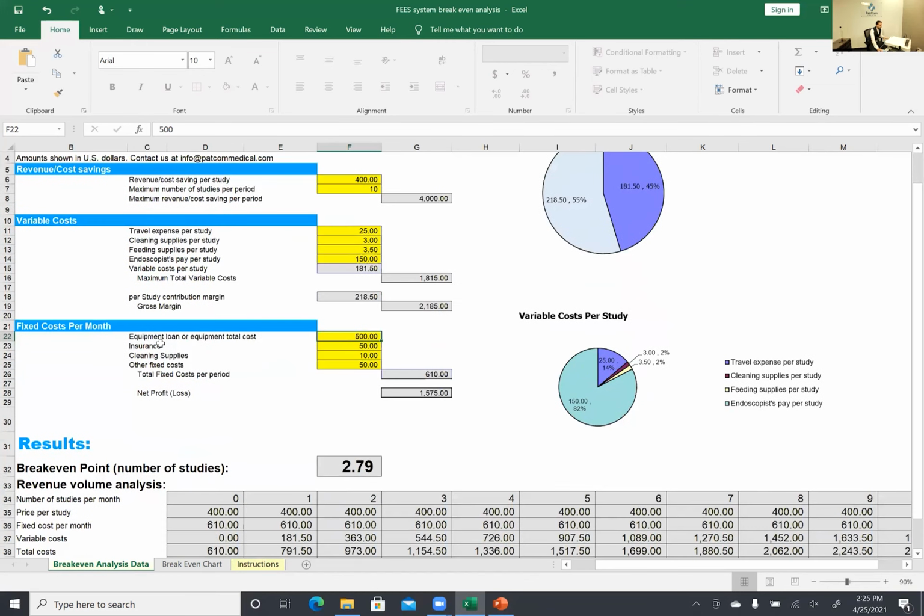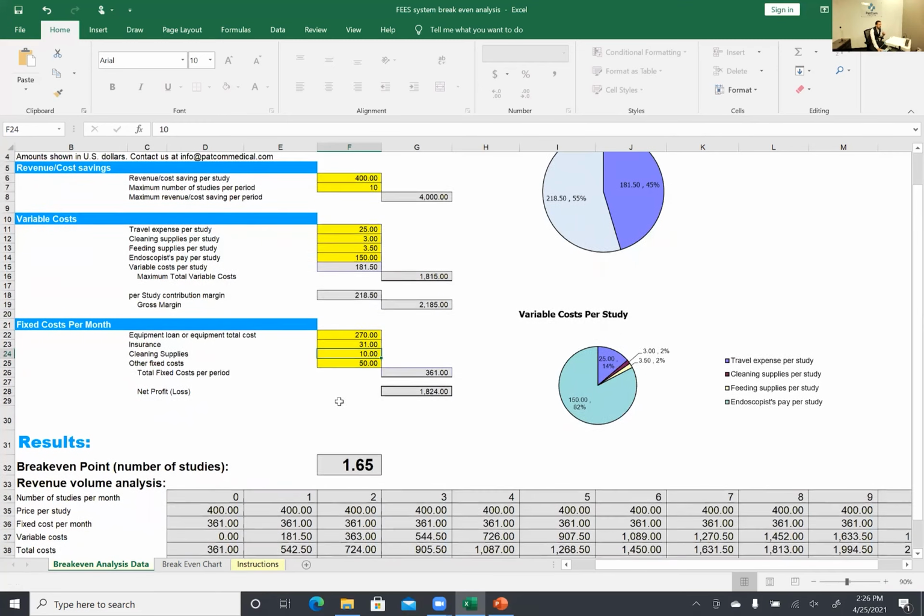Then we go on equipment loan, equipment lease here on a monthly basis. So $500 for a rental, but we actually have a lease to own for our most portable setup that is only $270 per month to have the complete setup. We put that in here. On that, the insurance is $31. My cleaning supplies per month stay the same. Other fixed cost stays the same.